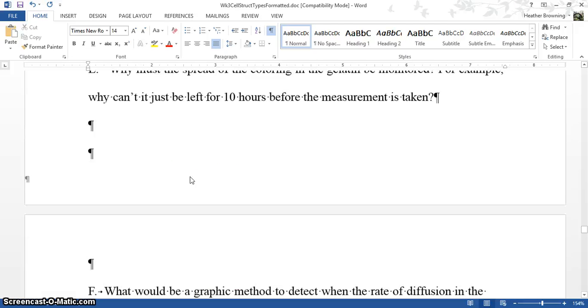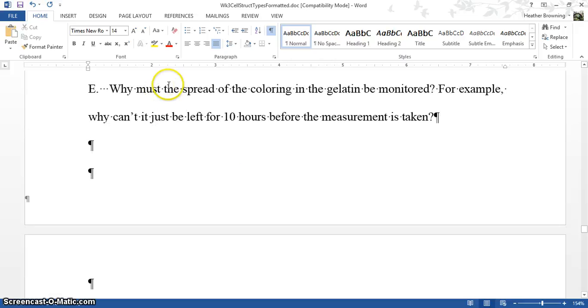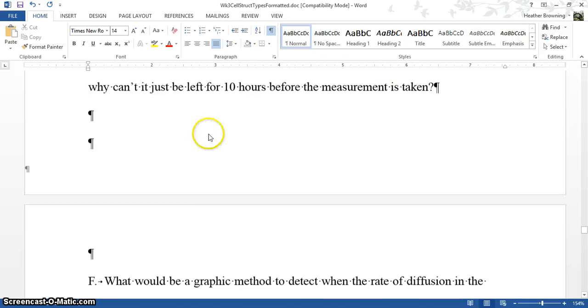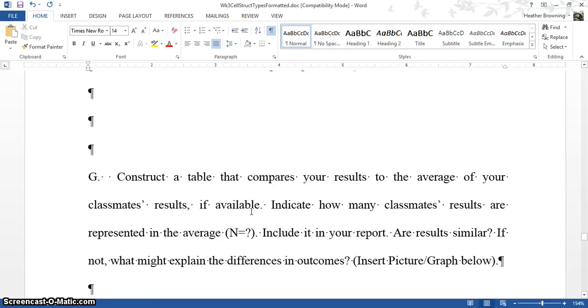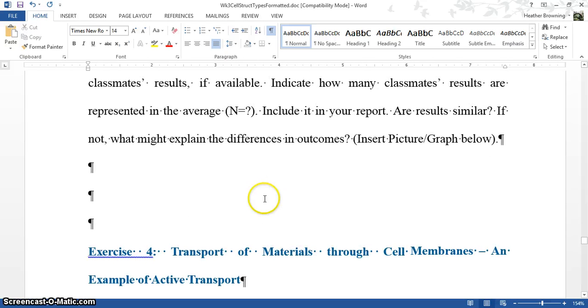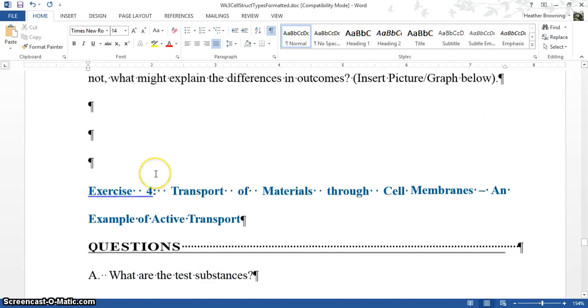Do you think it was drinking? And then why must the spread of coloring gelatin be monitored? Why can't you just leave it? What would be a good graphic method to detect the sucker? And construct a pretty table. So insert a picture graph down here.